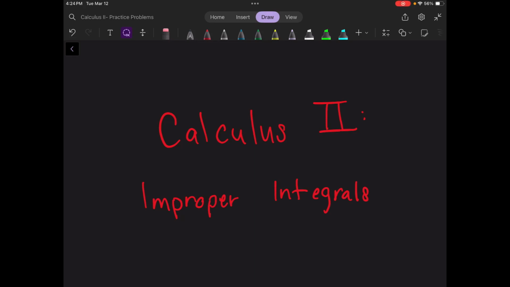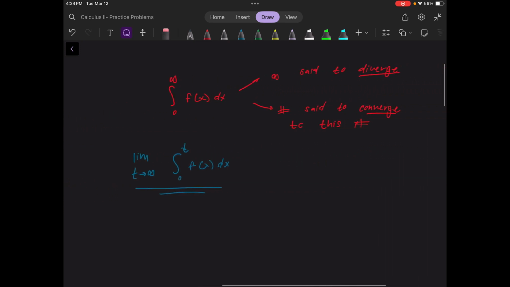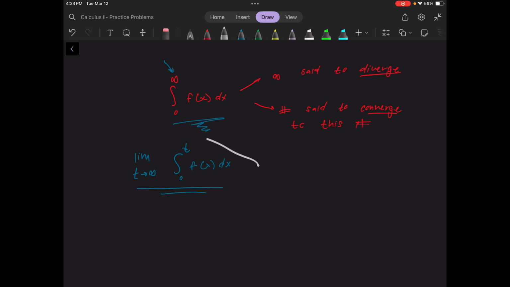Today we're doing some more Calculus 2 practice problems focusing on improper integrals. Improper integrals are when the bounds of an integral are something that is messed up. Like we can't really integrate to infinity, right? But what we're going to do is use this strategy where we instead take the limit as t or b or v or any other variable approaches infinity and instead integrate to that variable.